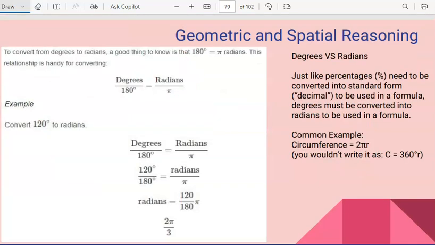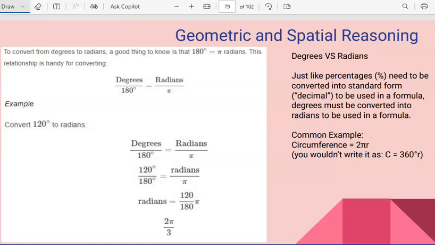Degrees versus radians. Just like percentages need to be converted into standard form, decimal, to be used in a formula, degrees must also be converted into radians to be used in a formula. A common example is circumference equals 2 pi r. You would not write this as c equals 360 degrees r. To convert from degrees to radians, a good thing to know is that 180 degrees equals pi radians. This relationship is handy for converting.